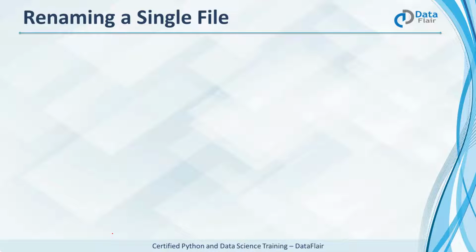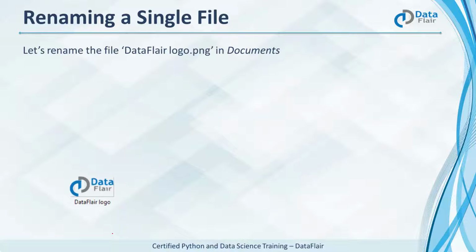But in this example, we assumed that the pictures directory only had the pictures we wanted to rename. What if it also has other pictures? Do they get renamed too? To stop the collateral damage, we can check and rename only the files we really want to rename. Remember the file dataflare.logo in the Documents directory? Let's rename just that.